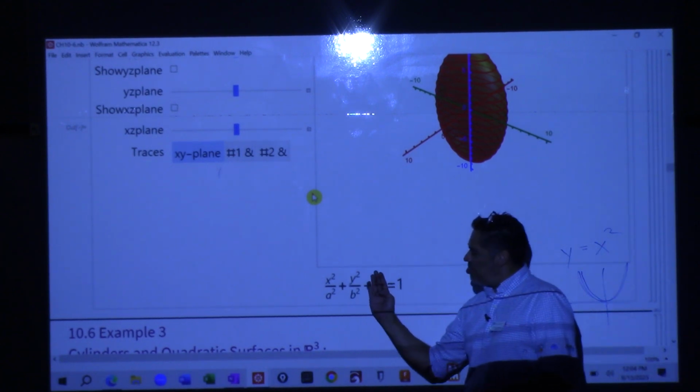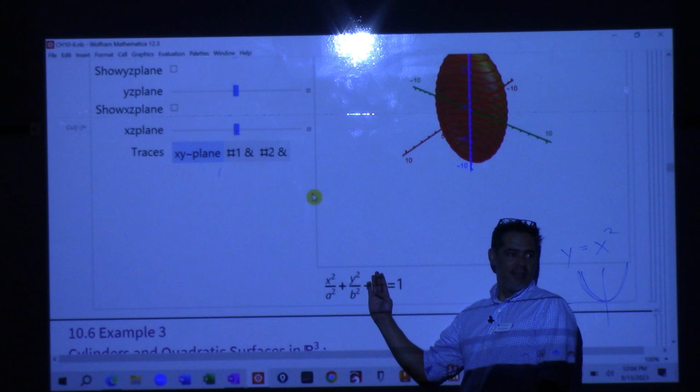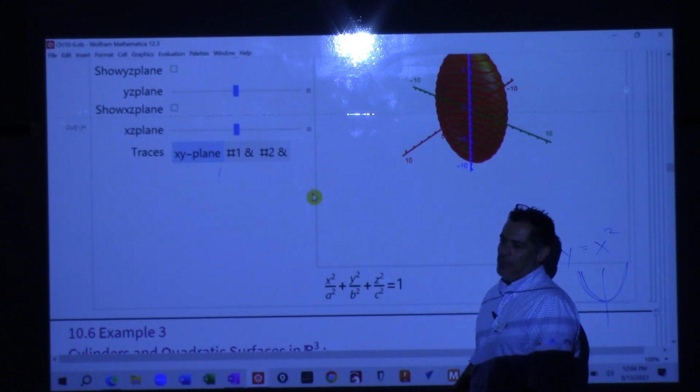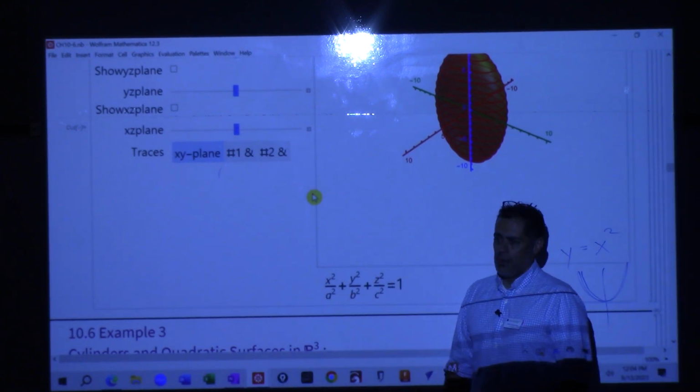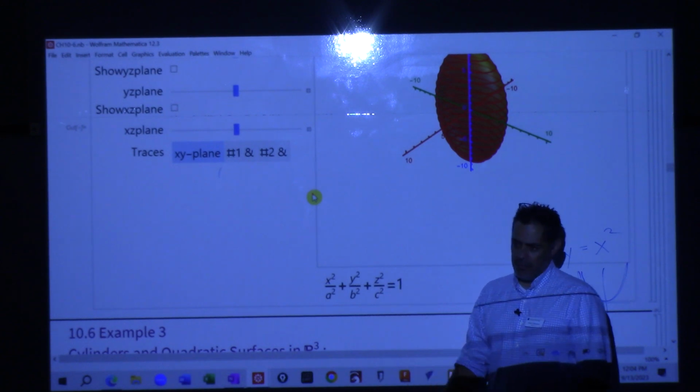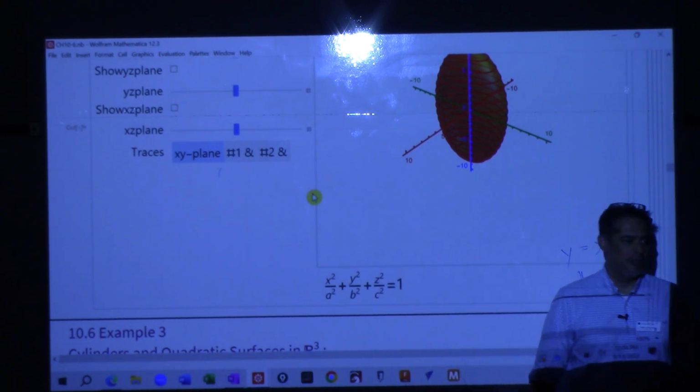Yeah, if we take out the z part, that's just an ellipse, right? But now we have the z part. So what do you see here? All three variables are in this equation. All three, right? So we don't have any free variables here. All three of them are squared. There's addition between all of them, and it equals 1.